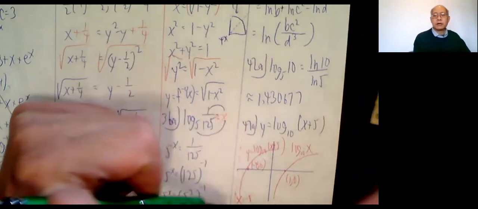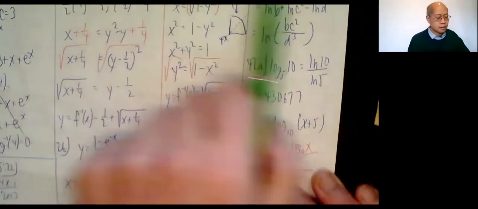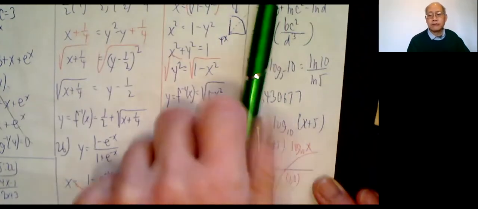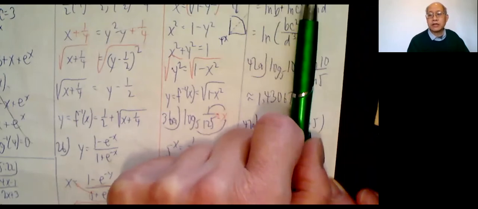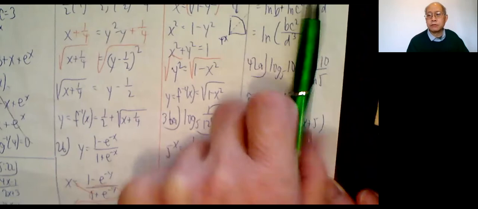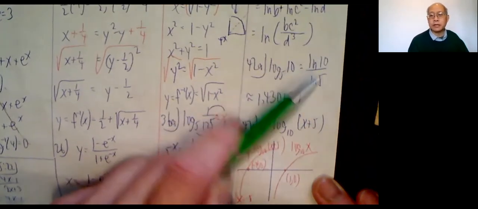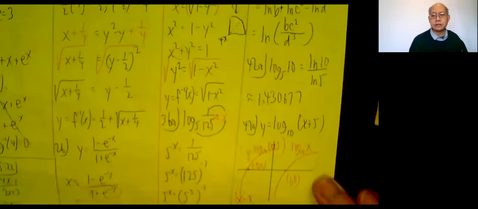And a quick word: do you think I'm allowed to cancel the ln's? If you could, you would have 10 over 5. What's 10 over 5? 2. Not the same thing. So there's no law that says you can cancel out the ln's.